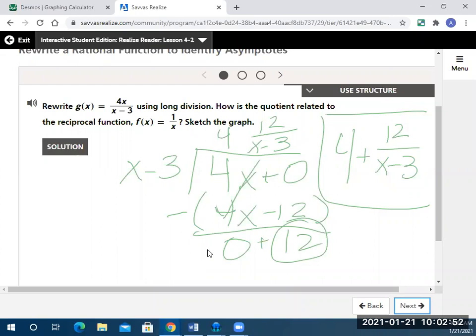Now, can you identify what your domain and range are in this function? Who can tell me what my domain is? X does not equal 3, right? Because 3 would make the denominator 0, right? So x does not equal 3. And what is the range? Yep, y does not equal 4, right?